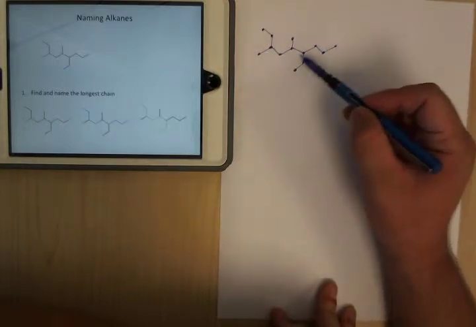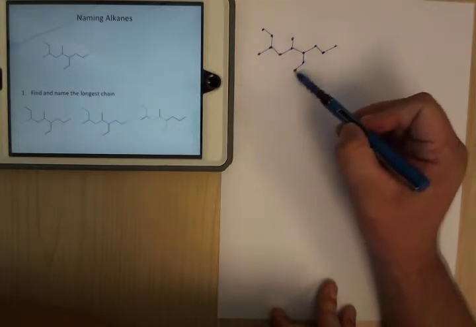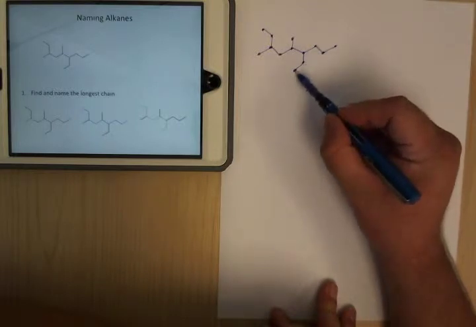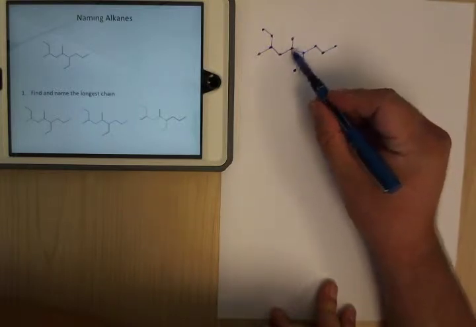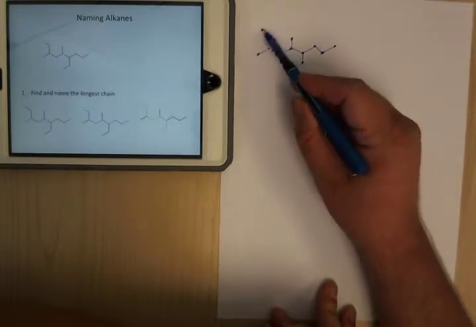Now, don't forget, you can go down these side chains, right? So you can go 1, 2, 3, 4, 5, 6, 7, right? You can also start over here, right? 1, 2, 3, 4, 5, 6. Right? 1, 2, 3, 4, 5, 6, 7, 8, 9.